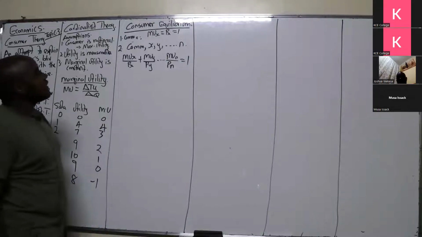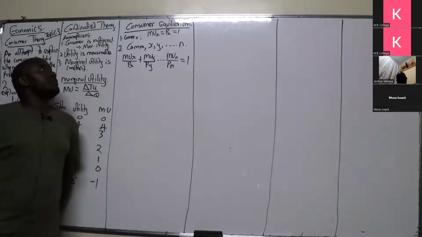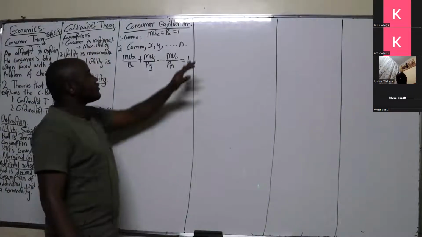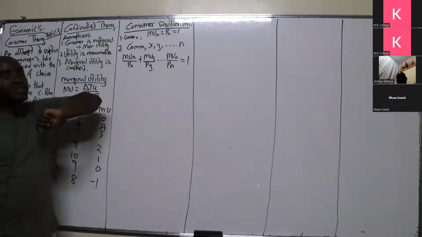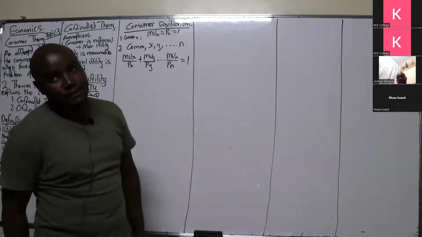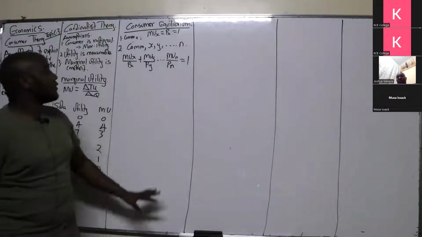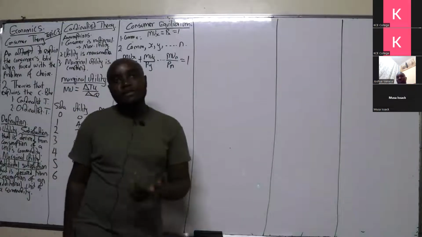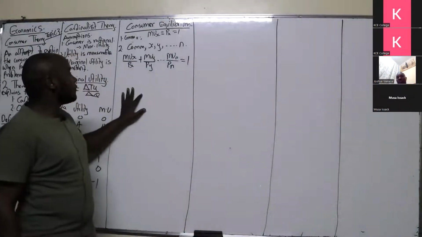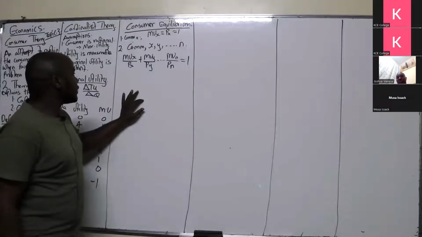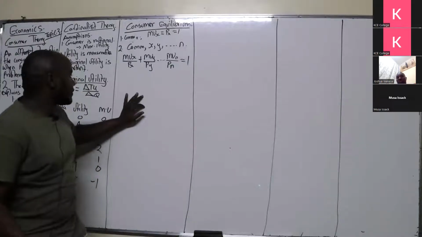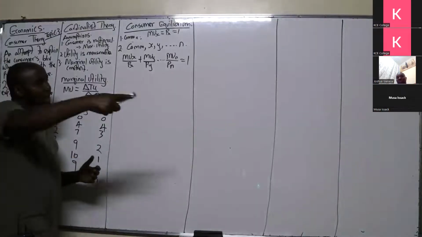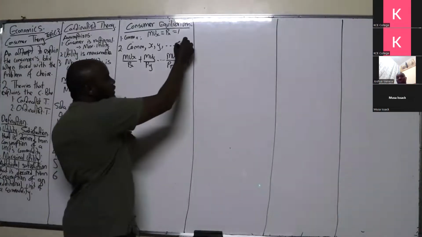You have said that the consumer equilibrium on one commodity perspective is a situation whereby the marginal utility of X is equal to the price of X, which is equal to 1. Or where there are different types of commodity, it is the marginal utility of X divided by the price of X, plus the marginal utility of Y divided by the price of Y, all the way to the end.